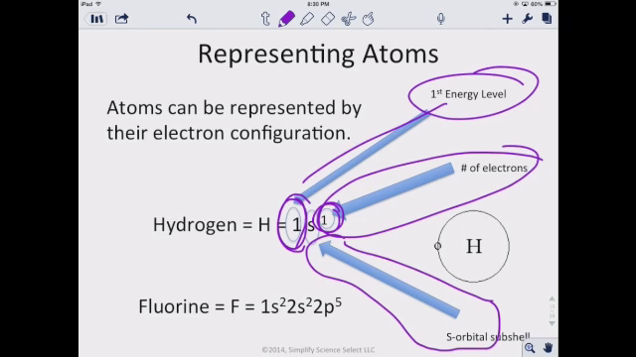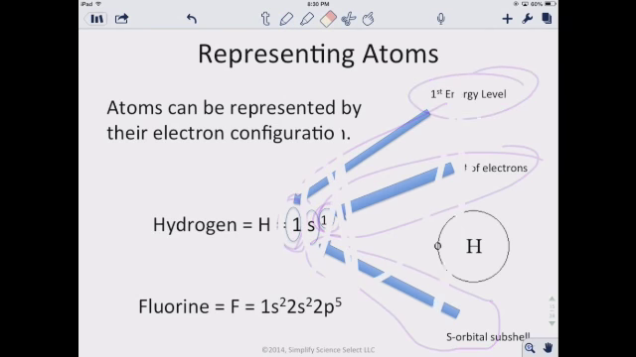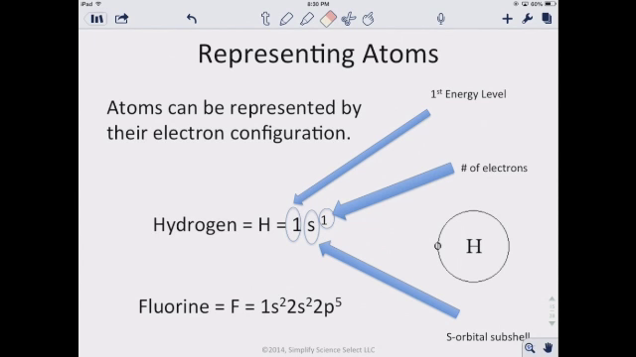So when we're looking at hydrogen, hydrogen just has 1 electron. It exists in the first energy level and in the orbital s. Fluorine, on the other hand, we see that it has 2 plus 2 is 4 plus 5 is 9. It has 9 electrons, so therefore 2 of them exist in the 1s orbital, 2 of them exist in the 2s orbital, and 5 of them exist in the 2p orbital. And this is how we represent and show where the electrons are for an atom.